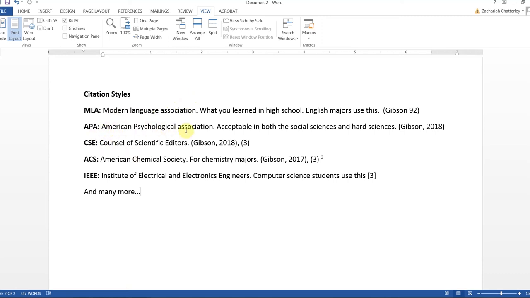APA, or American Psychological Association, is something that you're probably familiar with, is acceptable in hard science papers. And notice there's a subtle difference between the format of these two. MLA calls for the author's last name and then a page number if available. APA calls for the author's last name and then the year in which that paper was published, and that's going to be acceptable in a lot of these systems. All of the ones listed below here, except for IEEE, use the name and the year system.